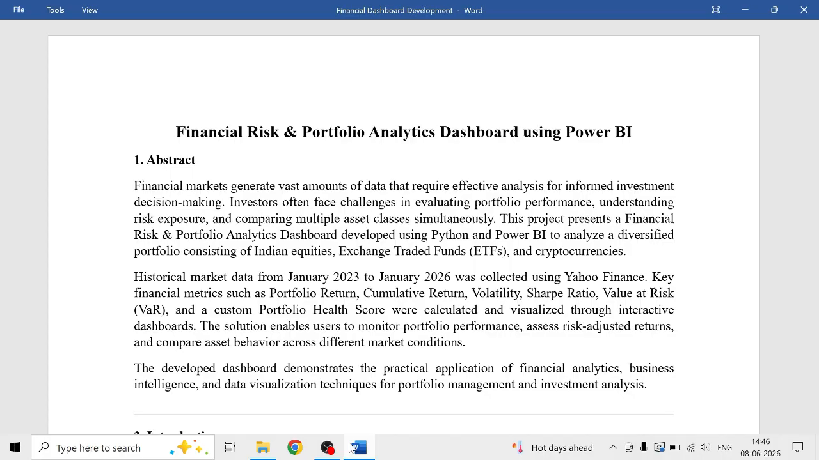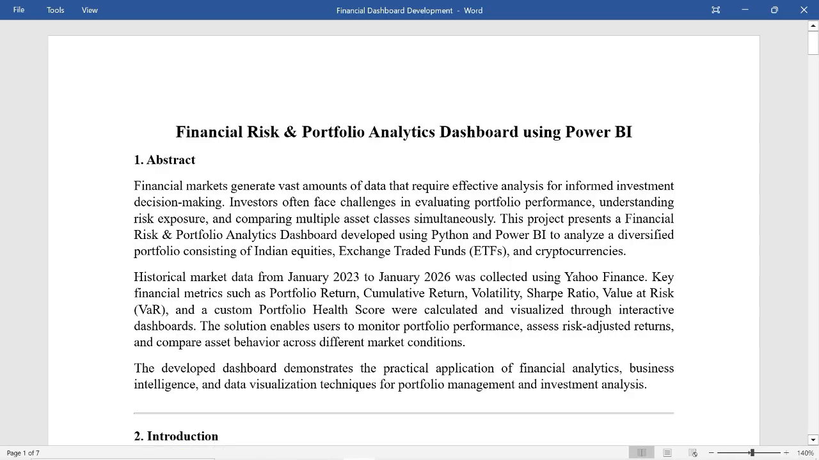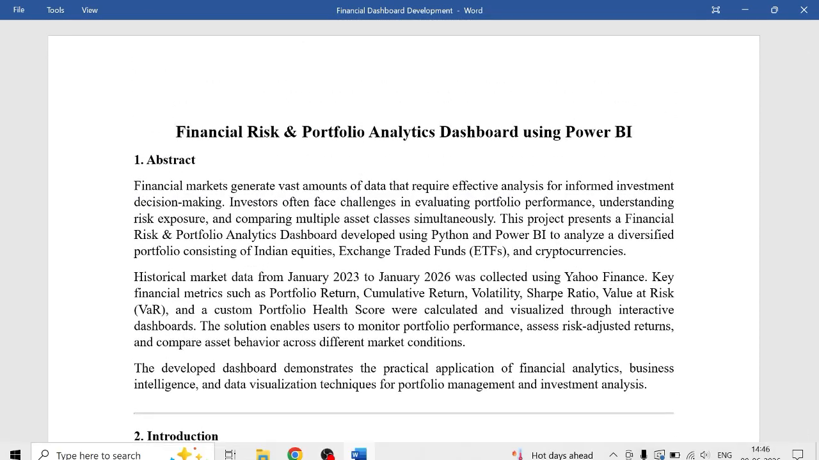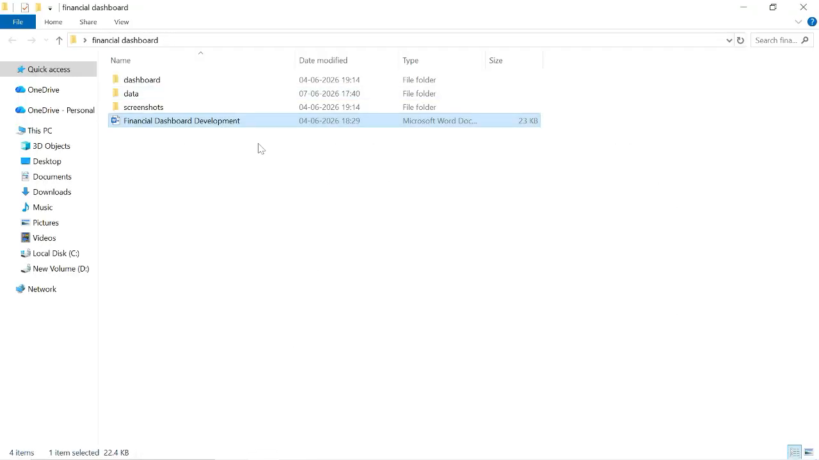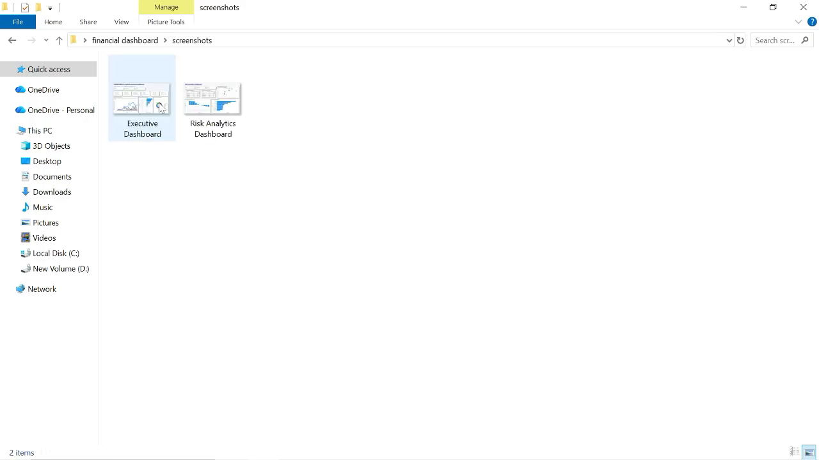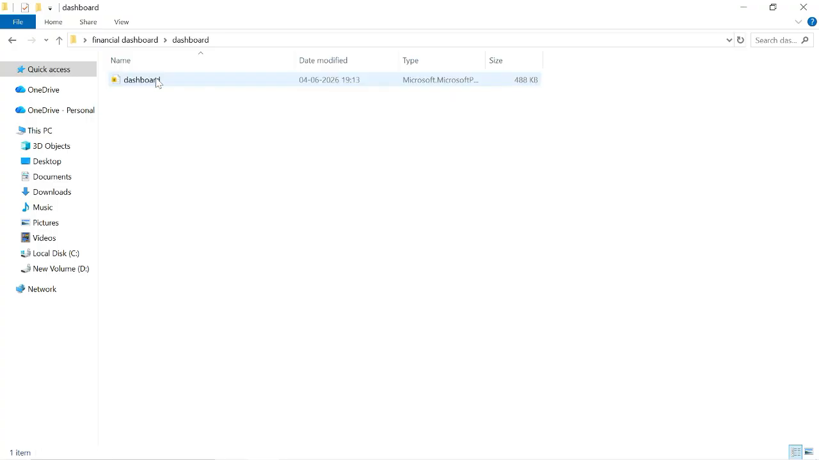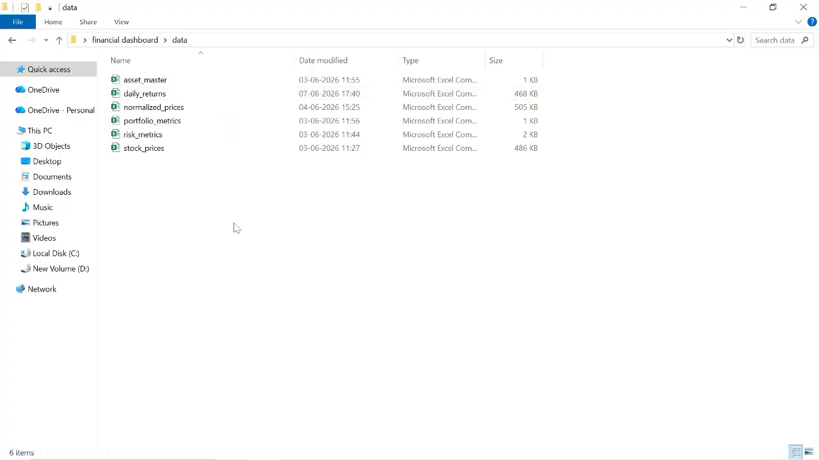So let's get started. As you can see, the report is open already, but we will start with the project folder structure. There are three major folders. First one is dashboard, then data, and the last one is the screenshots. The screenshots folder contains the final images of the dashboard. The dashboard folder has the main dashboard PBIX file, and in the data folder there are a total of 6 different CSV files, which I have downloaded from the Colab, from the code that I have run. I will give a brief about all the 6 types.